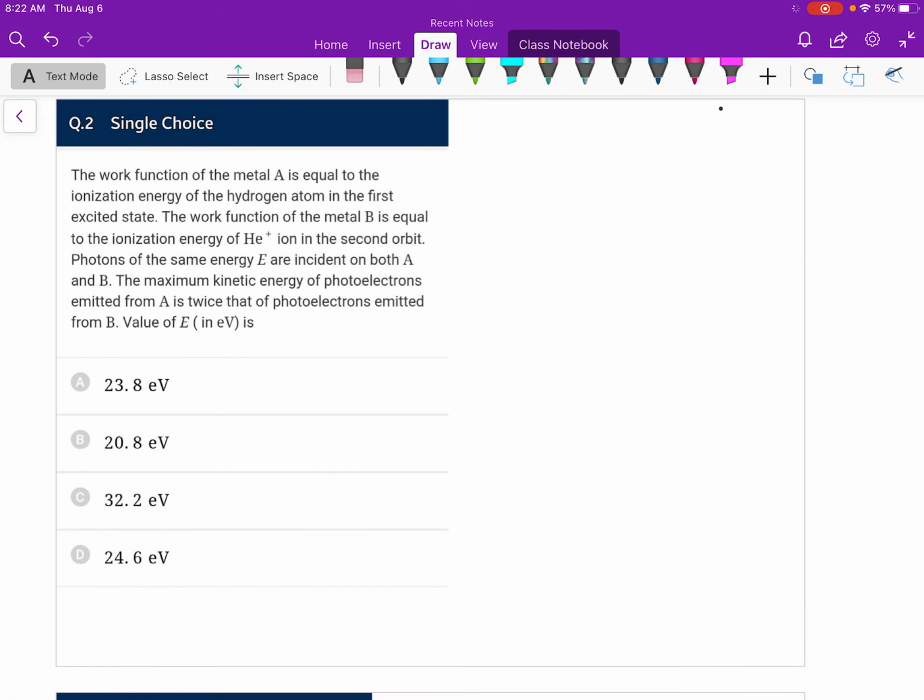The work function of metal A is equal to the ionization energy of hydrogen atom in the first excited state. So phi A is 3.4 eV, and the work function of metal B is equal to the ionization energy of helium plus ion in the second orbit. So phi B is 4 times 3.4, that is 13.6 eV.